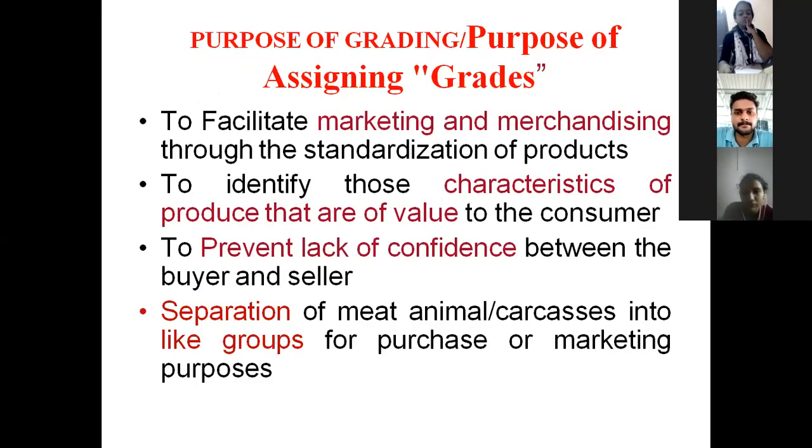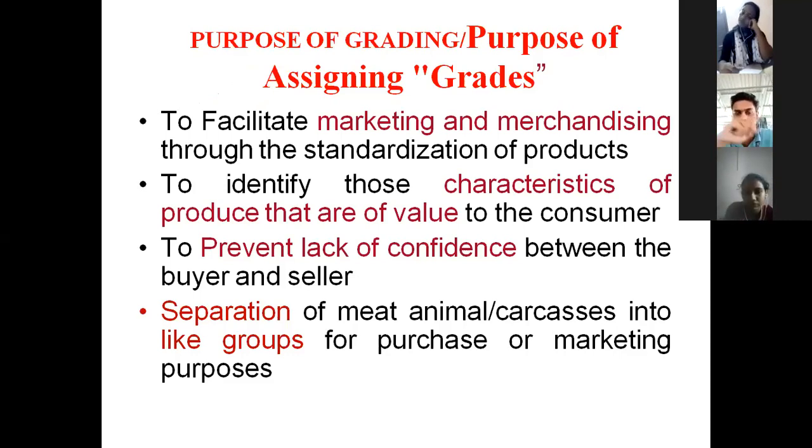So what is the purpose of grading? Why should we go for grading? See, grading is not mandatory, it is voluntary. There are no rules that you have to do the grading and then sell it. But voluntarily, you can do the grading for your own company or for your own system. You can develop your own grading system and tell that for this grade, these are the qualities.